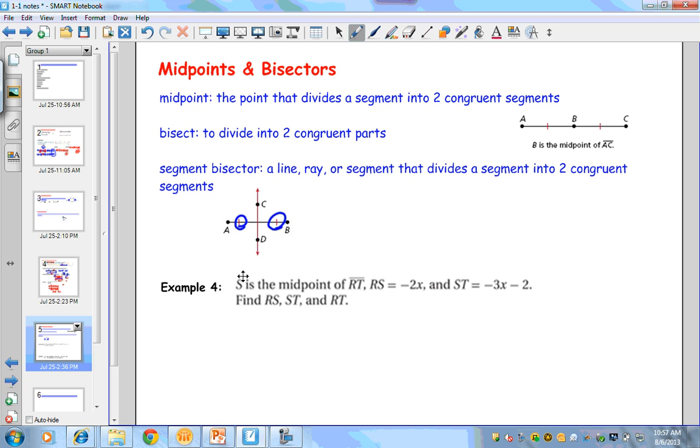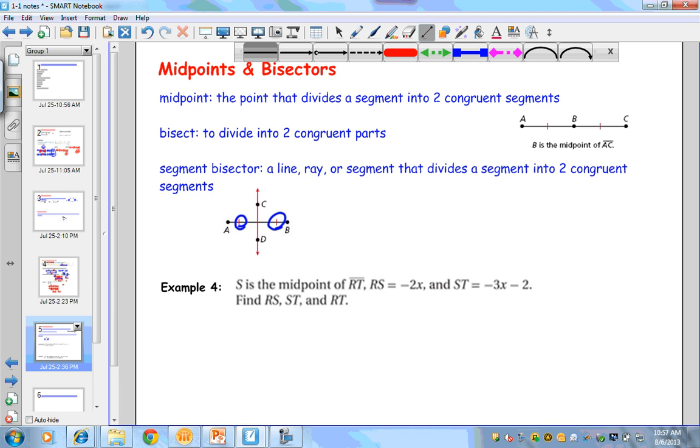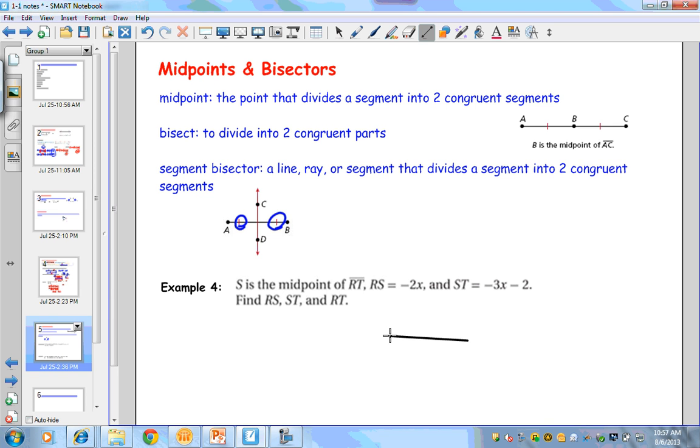All right. It says that S is the midpoint of line segment RT. So we're not given a diagram, we're not given a picture, so I'm going to make one. It just makes things easier. So it says S is the midpoint. I'm going to try my best to put the midpoint there of RT. That's R. And this will be T here. Now, it's congruent because it tells us it is congruent off of the fact that we're dealing with the midpoint. So that will be congruent to that. RS is negative 2x. ST is negative 3x minus 2. It says find RS, ST, and RT. So find the whole thing.